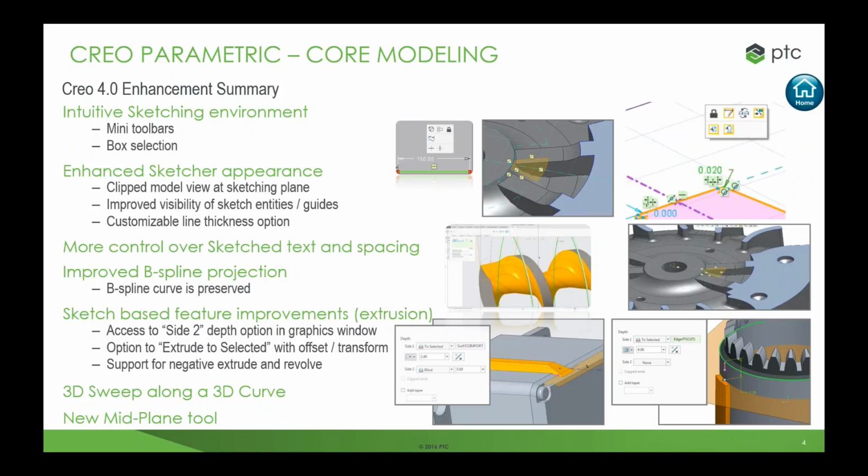We have some improvements in the sketch-based features. We can now access a side to depth in the graphics window. We can extrude to selected and then offset or transform. And we have support for a negative extrude and revolve. We have the ability to sweep a 3D object along a 3D curve. And for datum plane creation, we have a new mid-plane tool.